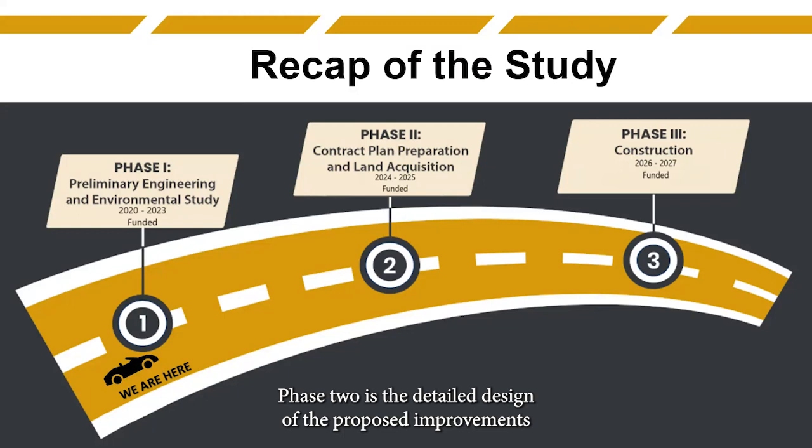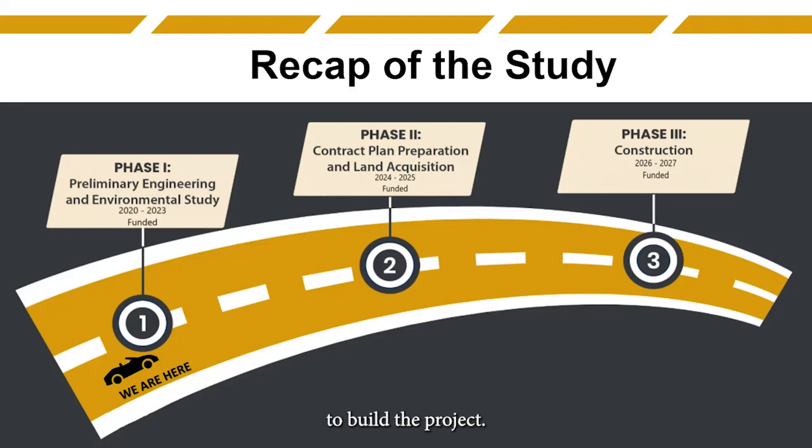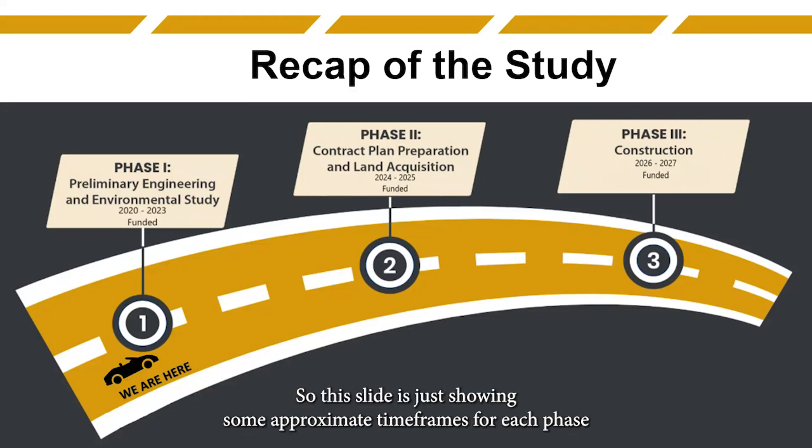Phase 2 is the detailed design of the proposed improvements and involves assembling contract plans that a future contractor will use to build the project. And also land acquisition happens during this phase. And then phase 3 is the physical construction of the project. For this project, all 3 phases have been funded and has been allocated for funding. And so it's just a matter of working through these phases. We've been asked when construction is going to occur, so this slide is just showing some approximate timeframes for each phase.